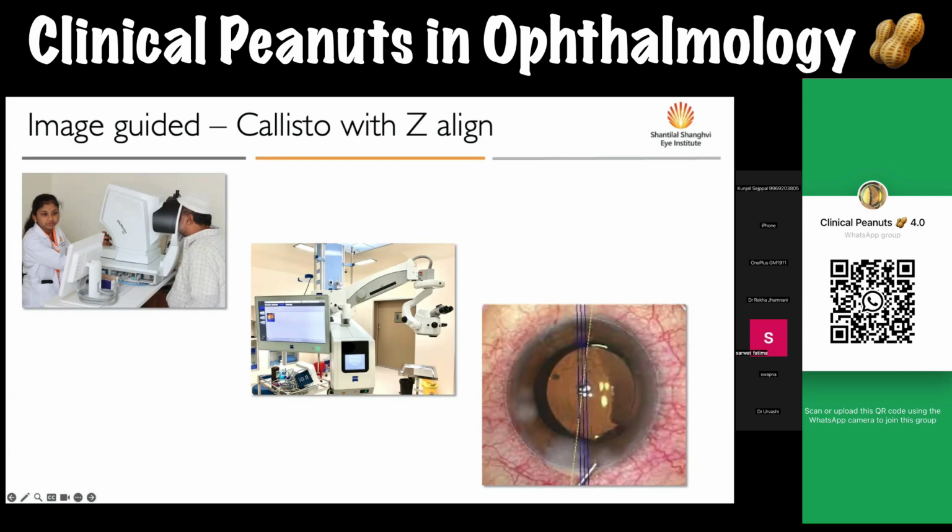So essentially what it does is gives you these three lines, and you can align the three dots of the toric lens to these lines, and these lines move along with the movement of the eye, and makes marking quite streamlined and easy. So this also reduces the amount of error that you might have with manual markings.